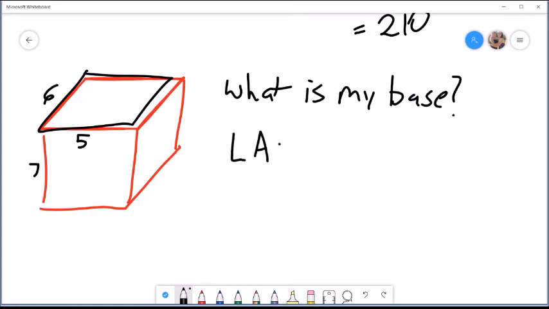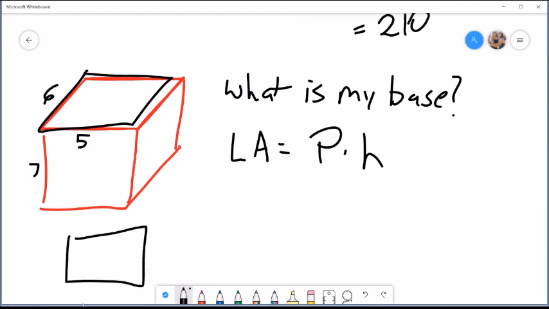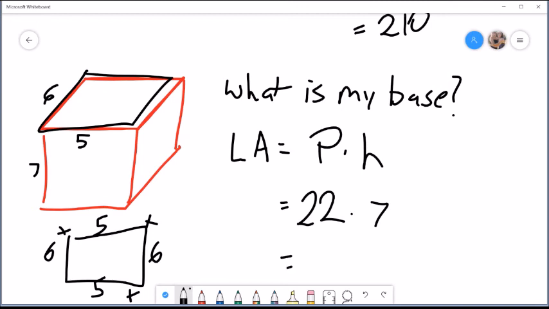So if we're going to find the lateral surface area, we need the perimeter of the base times the height. We're only given 2 numbers here, but that's okay. If this is a rectangle, I'm just going to draw this down here. It's not to scale, but it'll do. 6 and 5, well, that means that this side is also 5, and that side's also 6. So our perimeter is 6 plus 5 plus 6 plus 5, or 11 plus 11, which is 22. And then the height right here is 7. So we have 22 times 7.